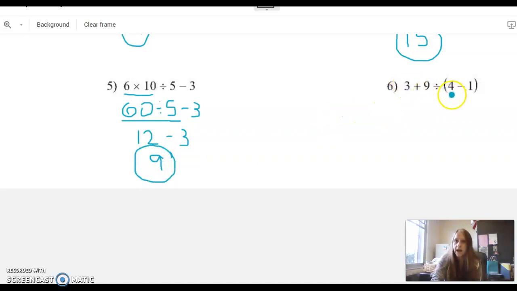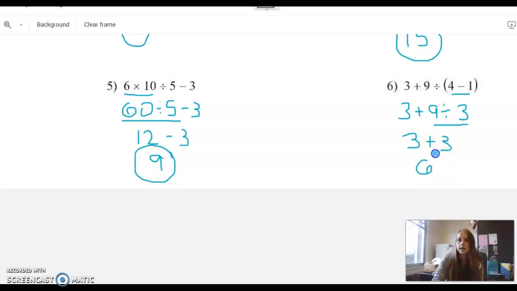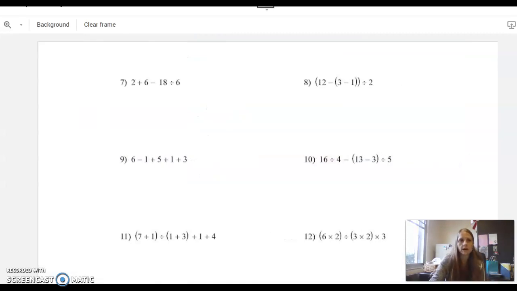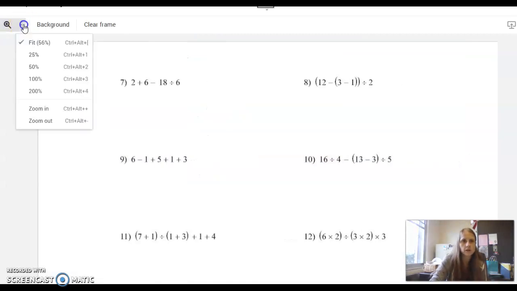Number 6, we have parentheses, so we go to the parentheses first. So we're keeping the 3 plus 9 divided by, we will change it, 4 minus 1 is 3. So then we would do division before we do addition. So now it becomes 3 plus 9 divided by 3 is 3. And 3 plus 3 is 6. So you can also see as we go through these examples, they get a little more difficult every time. Not much difficult, just a little bit more difficult.